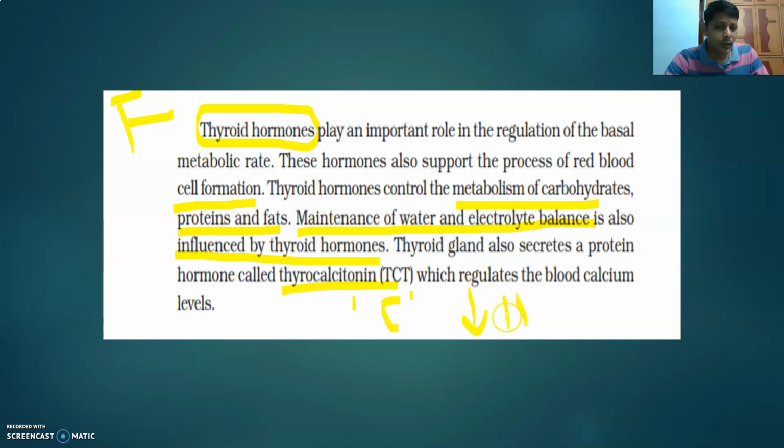Thyrocalcitonin is called a hypocalcemic hormone. It is secreted when blood calcium levels are high. The hypercalcemic hormone is the parathyroid hormone, PTH. These two hormones are antagonistic hormones.